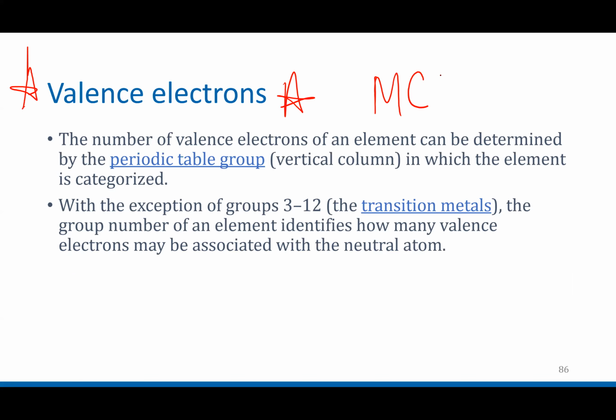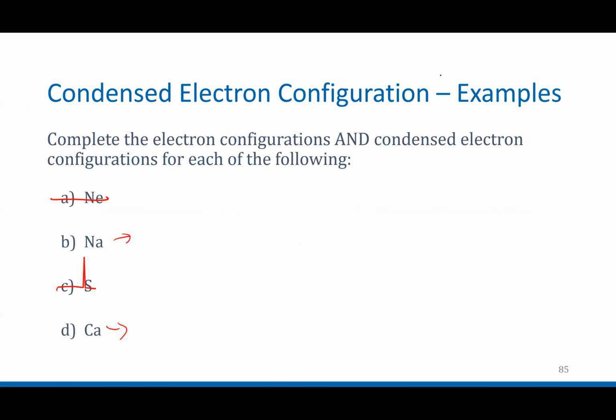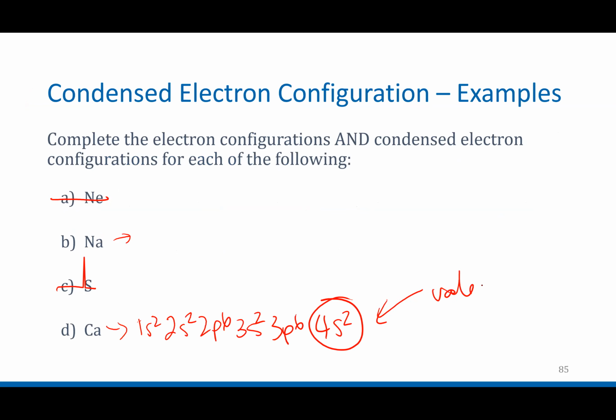Valence is a Latin word, and it means outermost. So valence electrons are the outermost electrons. What do I mean by that? Well, remember calcium: 1s2, 2s2, 2p6, 3s2, 3p6, 4s2. The valence electrons are the ones that are last in my electron configuration.